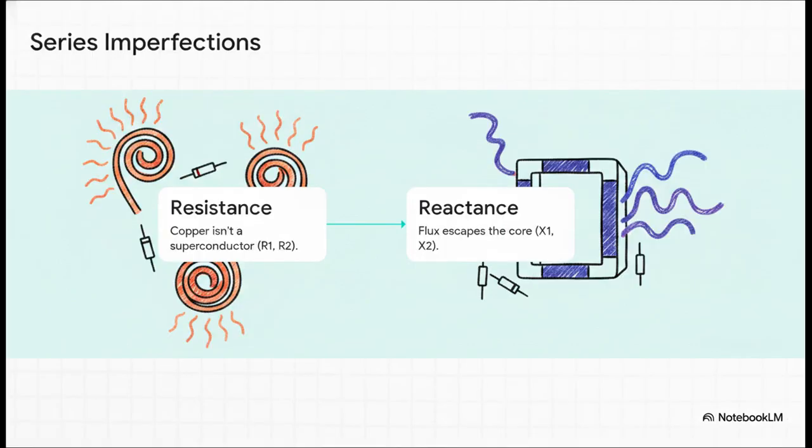All right, first up, we have our series imperfections. Step 1, winding resistance. Look, copper just isn't a superconductor, right? So as current flows through the primary and secondary windings, you're going to get resistive heating. Step 2 is leakage reactance. In the real world, some of that magnetic flux just escapes out into the air. And since air is a terrible path for magnetism, it has high reluctance, kind of acting like a massive roadblock, this escaped flux acts just like a self-inductance, sitting right in series with the coils. These two series elements, the copper resistance and the leaked flux, they are the exact reason a transformer's output voltage physically sags when you put it under a heavy load.